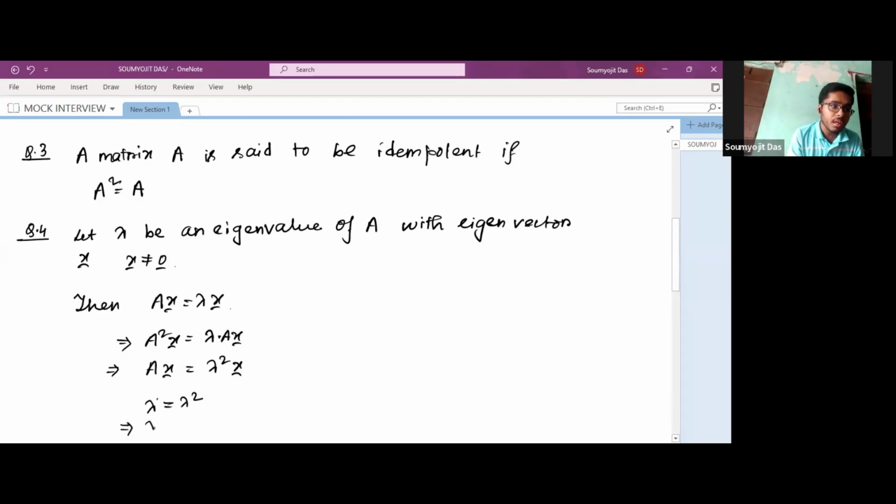And if we then calculate it, we will get that lambda will be either equal to 0 or equal to 1, or lambda can be both.